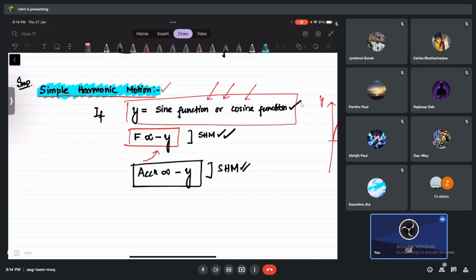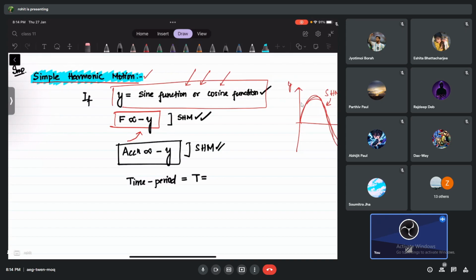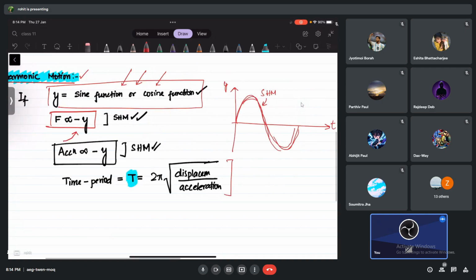One more last thing. If I can write the time period, the time taken by the object to go back and forth, the time taken to complete one oscillation, as equal to 2 pi root over displacement by acceleration, displacement at any time and acceleration at any time, and if I'm able to get the time period like this, then also I'm going to say that the motion is what kind of motion, guys? The motion is simple harmonic motion.